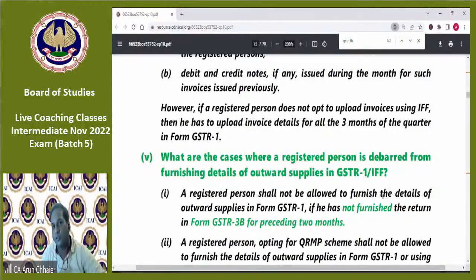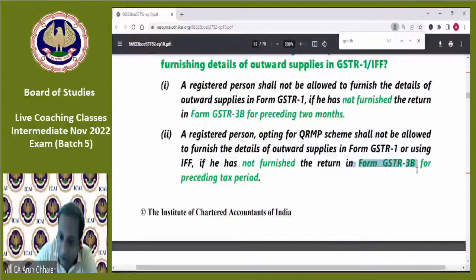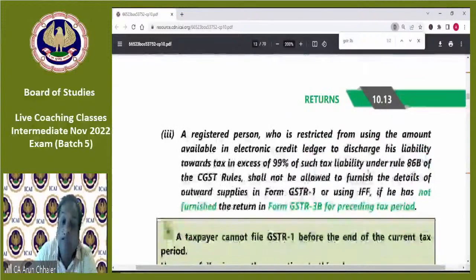Again, try to understand the logic. Suppose Mr. Arun is reporting the GSTR1, but he is not filing the GSTR 3B. What is the 3B? Payment of taxes. So the government has stopped that you are allowed only when you have paid the taxes, either through 3B for the last 2 months, or if you are quarterly, then for the last quarter, you have not furnished the 3B, or in case of 86B, then 99%. You have paid 1%, then okay, otherwise not allowed.